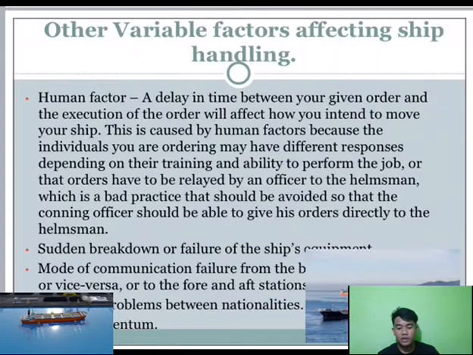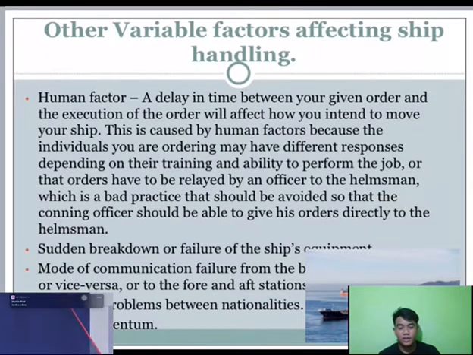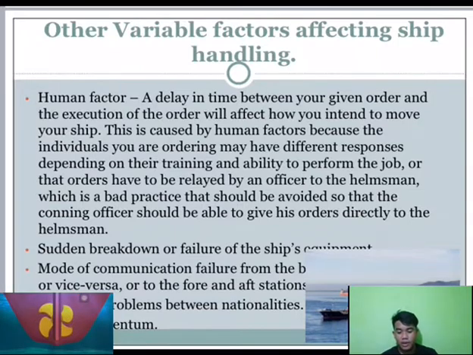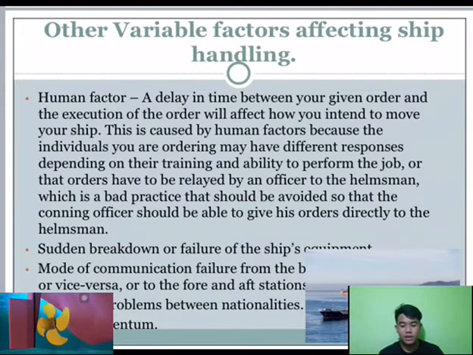Other variable factors affecting ship handling. First is the human factor. A delay in time between your given order and the execution of the order will affect how you intend to move your ship. This is caused by human factors because the individuals you are ordering may respond differently depending on their training and ability to perform the job, or the orders have been relayed by an officer to the helmsman, which is a bad practice that should be avoided, so that the conning officer should be able to give his orders directly to the helmsman. Second is sudden breakdown or failure of the ship's equipment.